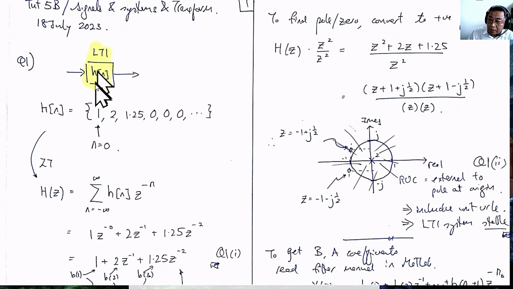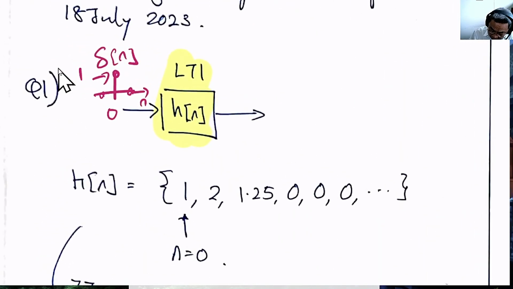This box represents the LTI system. h[n] will typically be written here to denote that this is the impulse response of this system. By an impulse, it basically means at time 0 you send an impulse. Delta n is this symbol where the magnitude is 1 at time n equals 0, and this is n. And what will come out of this is this sequence.